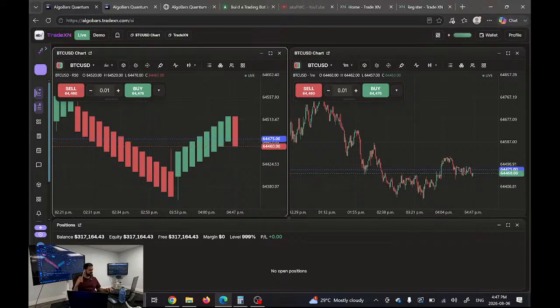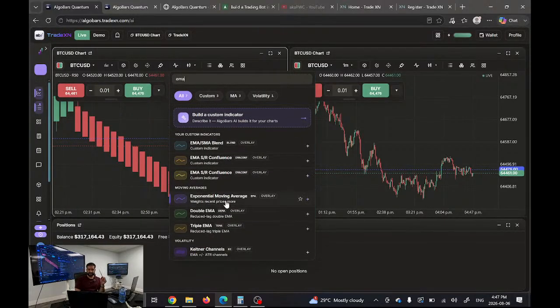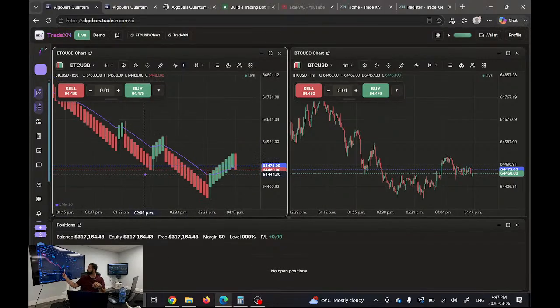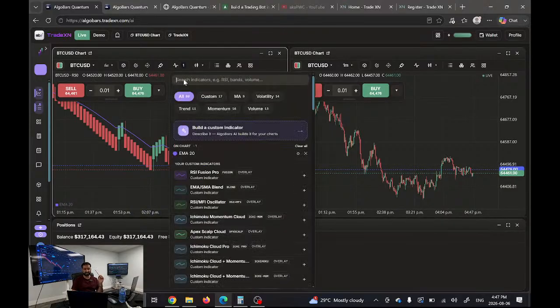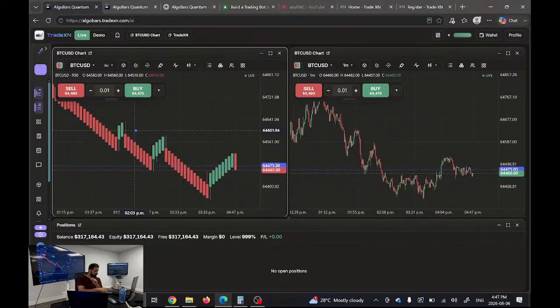Ralph is asking, can we use EMA for added confirmation? Of course you can. So all you got to do is you go to indicators, you search EMA. All right, there's EMA. You can add that right to your range bars chart for extra confirmation, and there we go. So you can add whichever indicators you want to the range bars chart as well. All right, let's go.